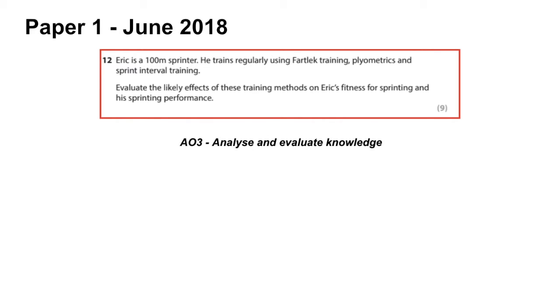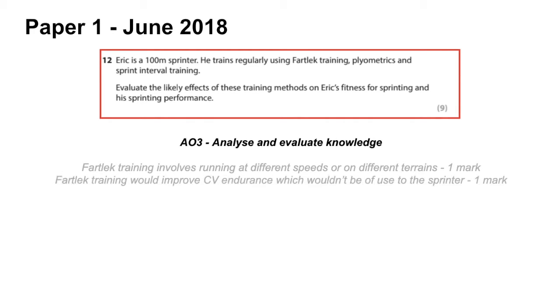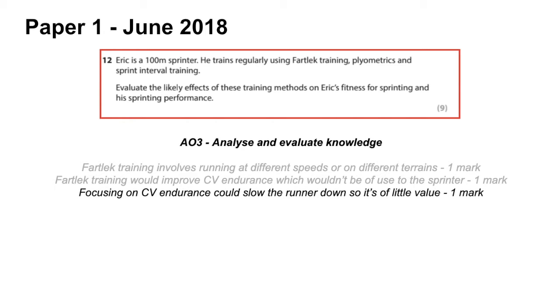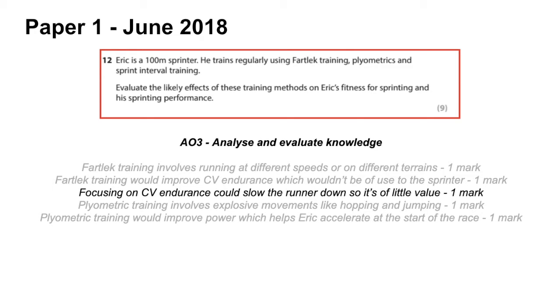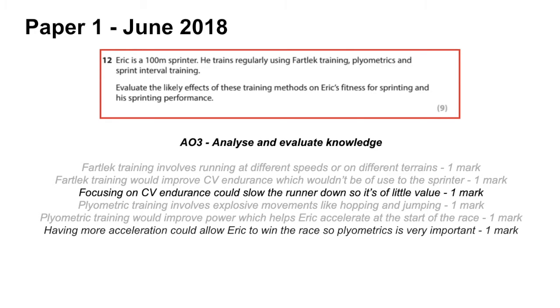Okay, as we move on to AO3, analysis, evaluation, and coming up with a judgment, again, we've got the first 2 statements we've made about fartlek training. Now, we can then finish that by saying focusing on cardiovascular endurance could slow the runner down, so it's of little value. So what we're saying is fartlek training is not of great value to this sprinter because of the intensity he's running at. Again, with plyometric training, we're following up the 2 previous comments by saying having more acceleration could allow Eric to win the race, so plyometrics is very important. So if he gets out the blocks fast, he's going to win the race.